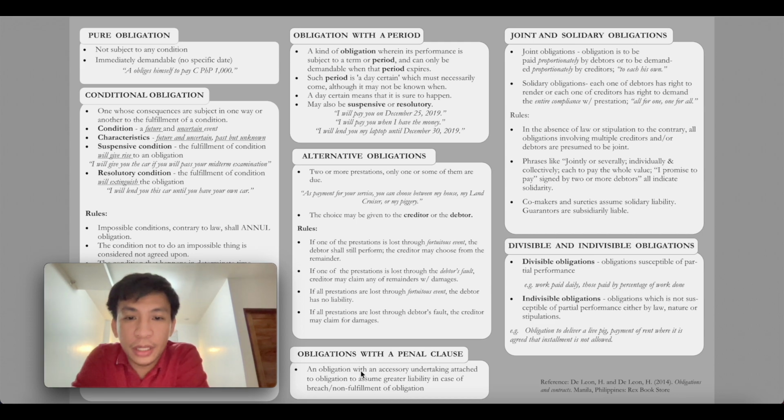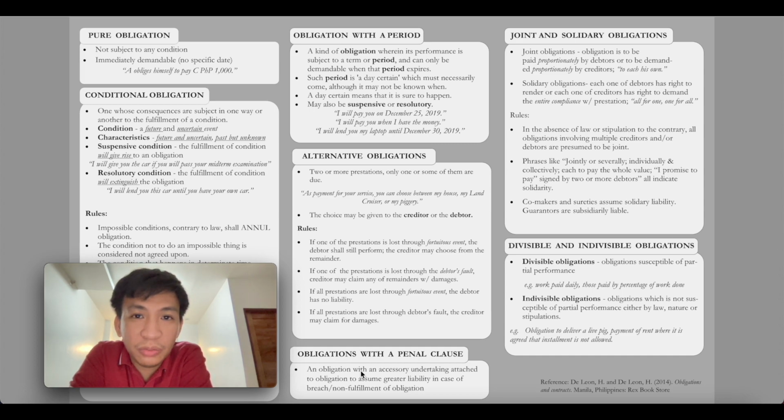So, kumbaga sabay-sabay nawala yung house, yung Land Cruiser, at yung piggery. What could have happened? That makes that possible. A mudslide, gaya nung recently sa Cagayan and other places in the country. So, if all these prestations are lost through fortuitous event, the debtor has no liability. Remember yung discussion natin last time with fortuitous event. Kapag fortuitous event, again, the obligation will be extinguished. Kaya lang kasi in this case, sa alternative obligation, kung isa lang ang nawala, it's not totally impossible to fulfill yung obligation niya. Meron pa namang other options. So in that case, the law gives the creditor the choice to choose the others.